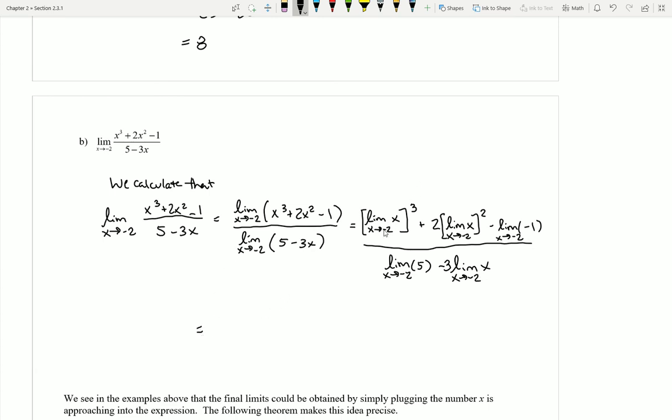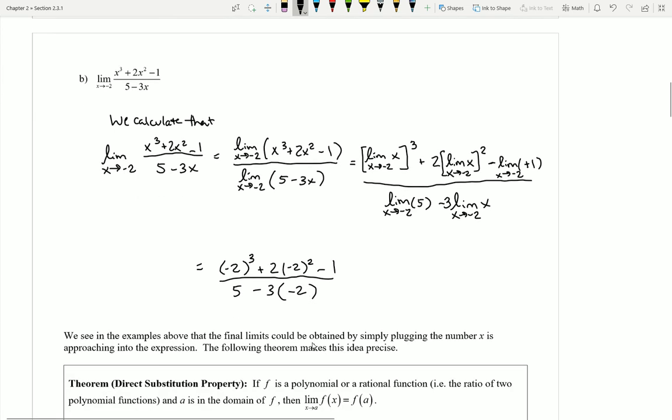The first limit here is going to be -2 to the third power. This limit's going to be -2 squared times the 2 in the front, and the limit of -1 is just going to be, oops, sorry, I've had a typo here. I already accounted for the minus here. This should be a +1. So here I should just end up with limit 1. In the denominator, I end up with just 5, and then -3, and that limit's -2.